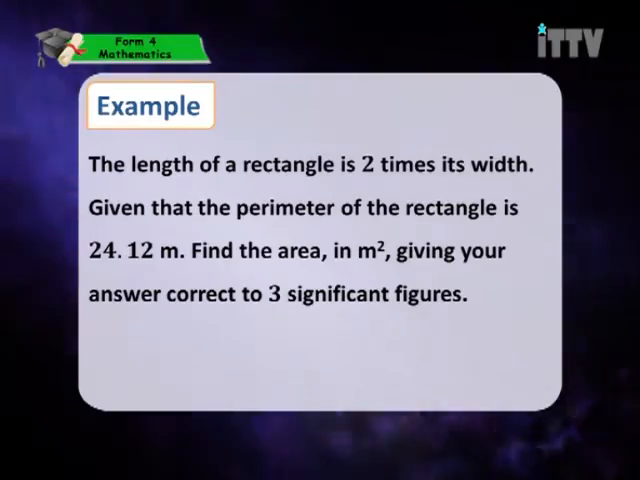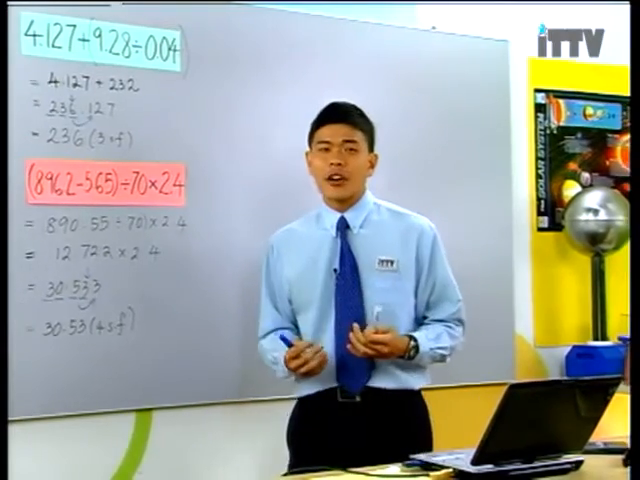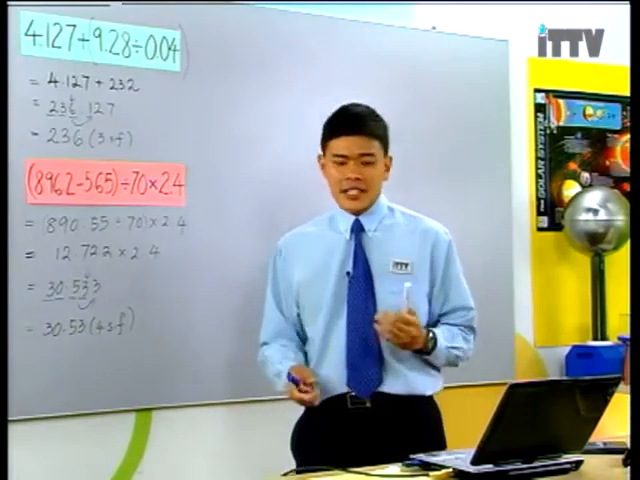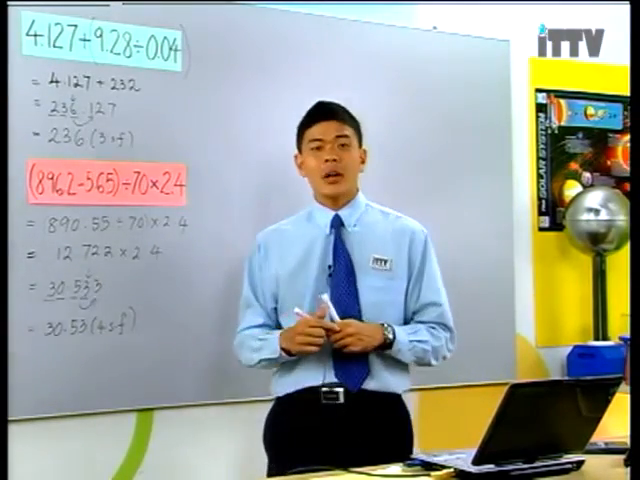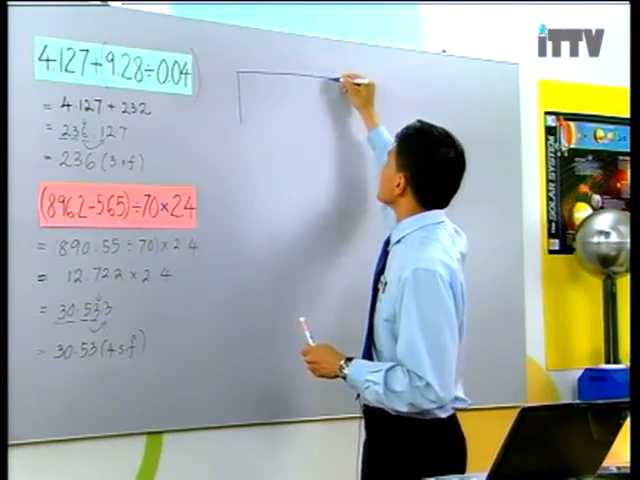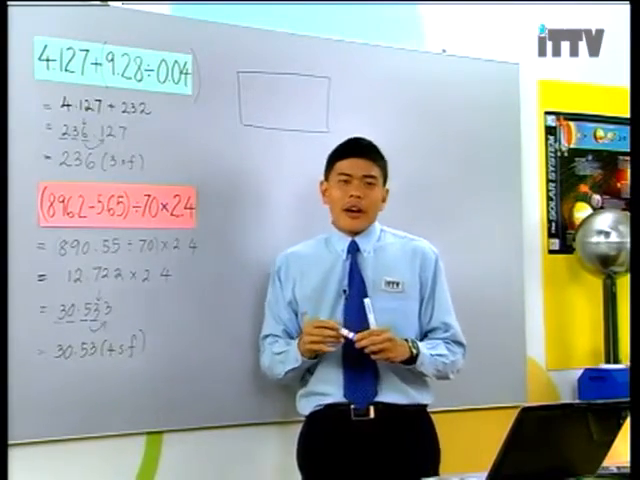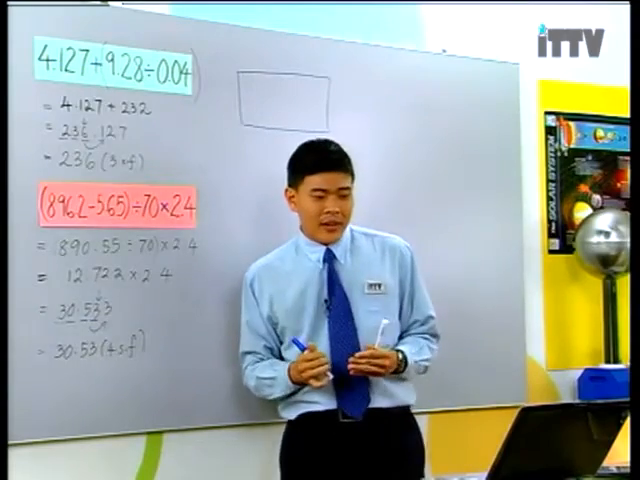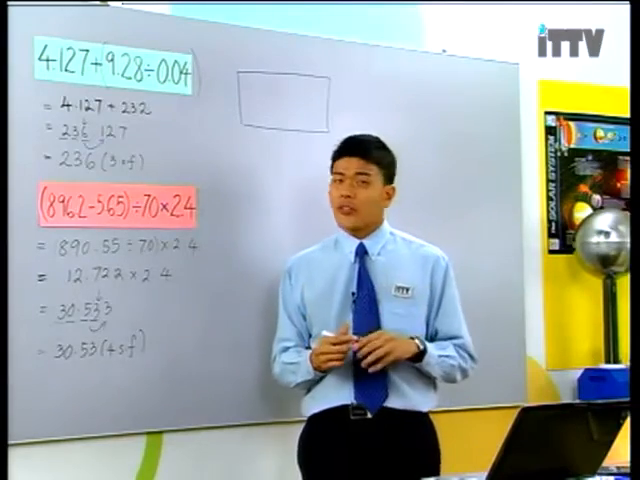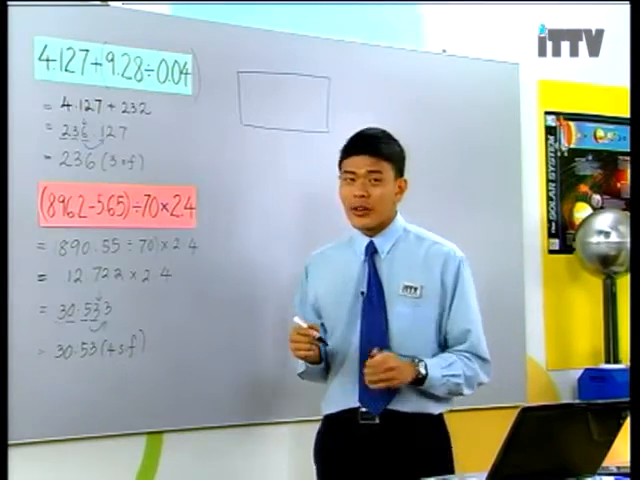Alright, from the question, the length of a rectangle is twice its width. So, in order to start off the solution, always help yourself to understand what must be done first. Since a rectangle is involved here, let us just sketch a rectangle. Now, the rectangle's length is twice its width. Since we do not know the length and the width of the rectangle, we have to denote the length or the width as an unknown, x.